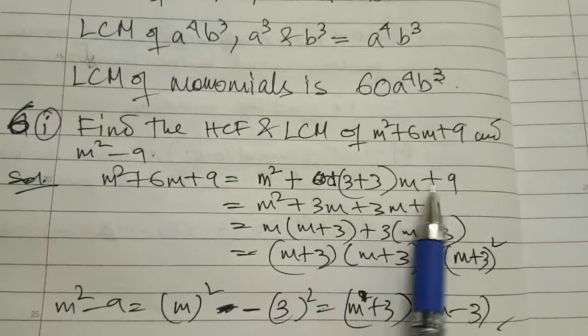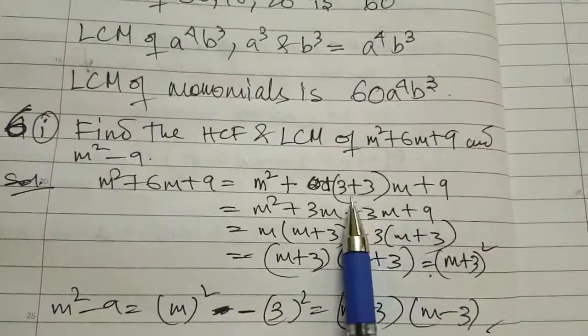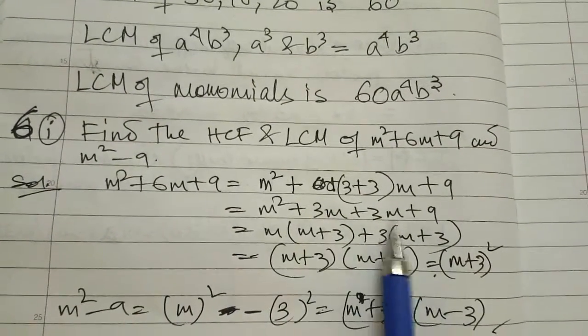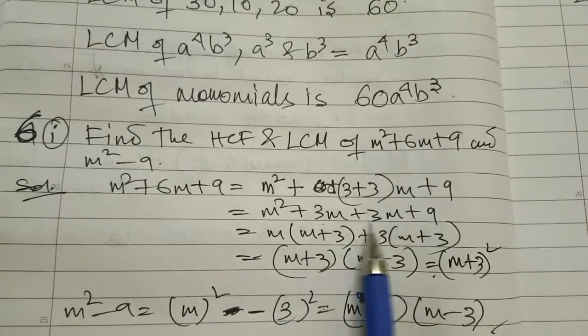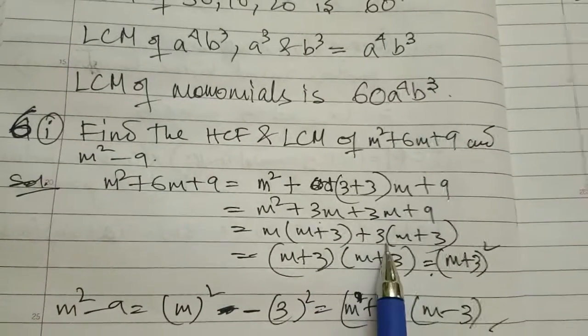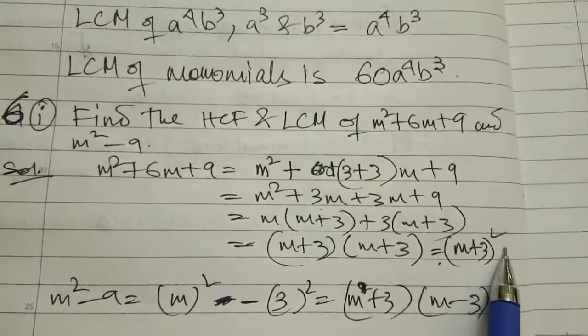Okay, from here we know they have to break down this 9 is what? 3 into 3. The 3 plus 3 I can write down. See, I break down this 6m into 3m plus 3m. The 3m plus 3m is coming 6m only. From here, I have taken m common, and here I have taken 3 common. Then what is coming? m plus 3 and m plus 3. What is the final? m plus 3 whole square.